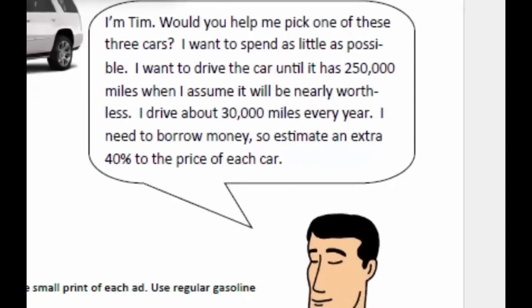He wants to spend as little as possible. He's going to drive the car until it has 250,000 miles. He drives 30,000 miles a year, so everything so far is the same as Susan. However, the difference is he does not have enough money to purchase the car. And so to make things simple, we are just simply going to add 40% of the price of the car to his spreadsheet. So that will include all the interest and bank fees.